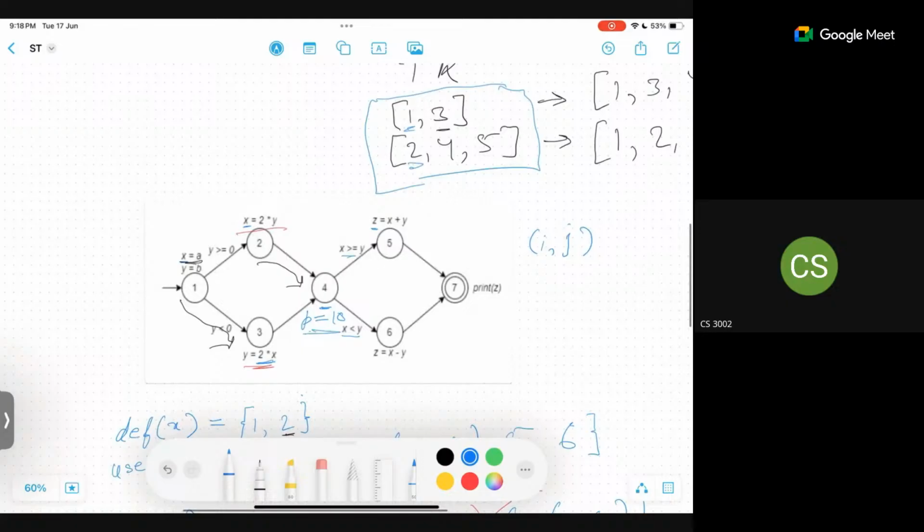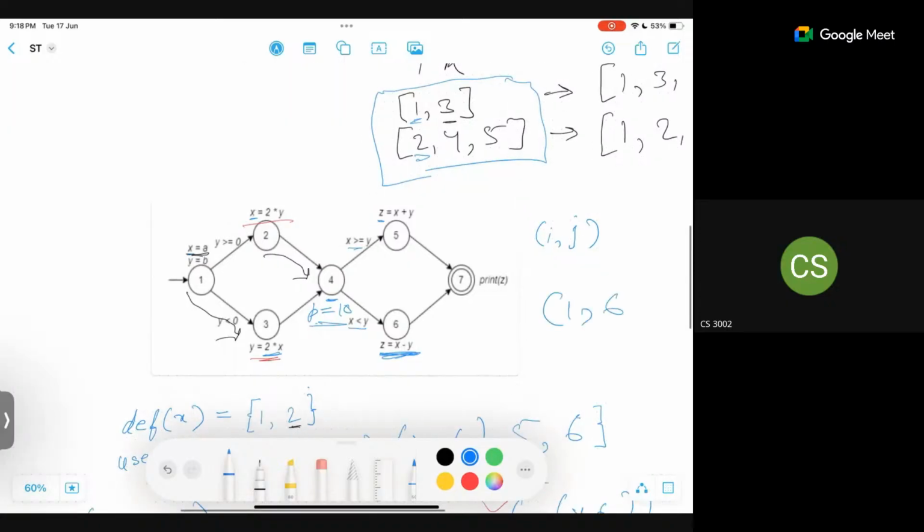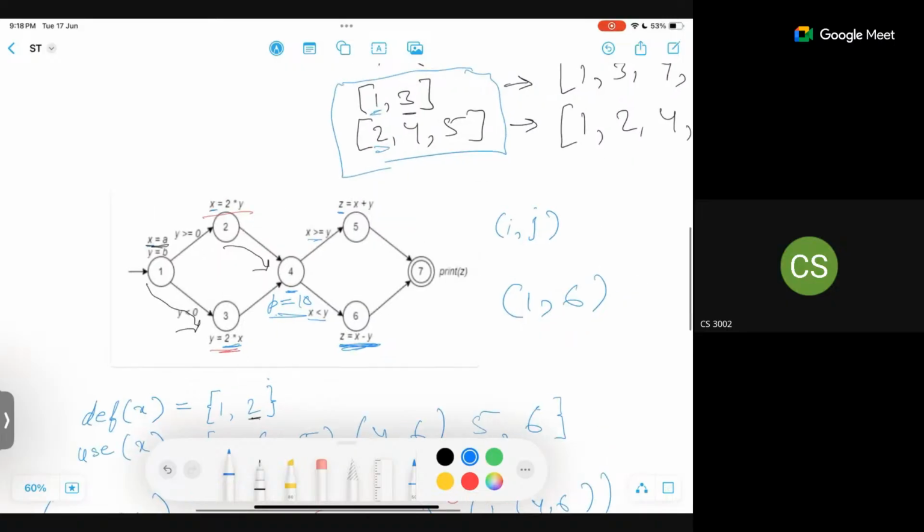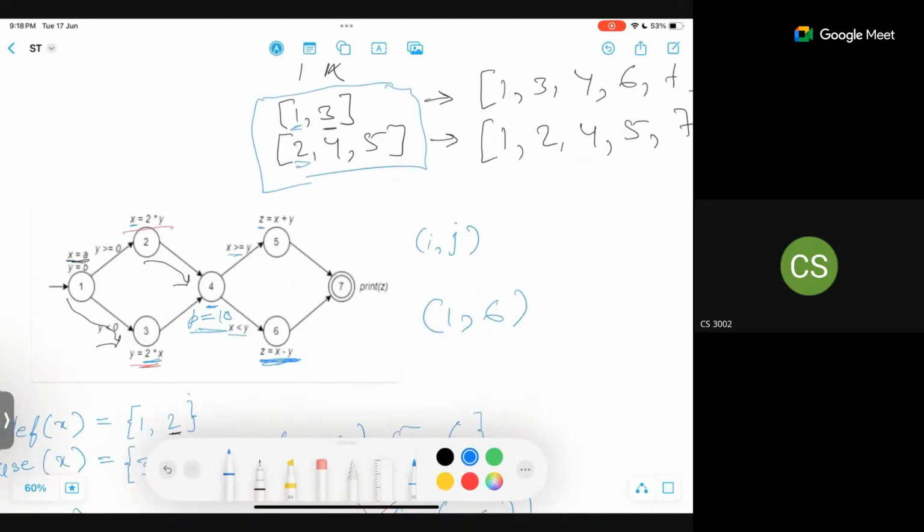So for example, let's consider x equal to a at 1, and the use at 6. So I'm considering DU pair 1 comma 6. There are multiple DU paths out of this DU pair. This is not similar to all uses, because all uses says you go to the different uses, however many there are. So I go to 5, I go to 6, all uses I'm covering. All DU paths is saying a different thing. It is saying even if you're going to the same use, you make sure you do it through all possible paths.